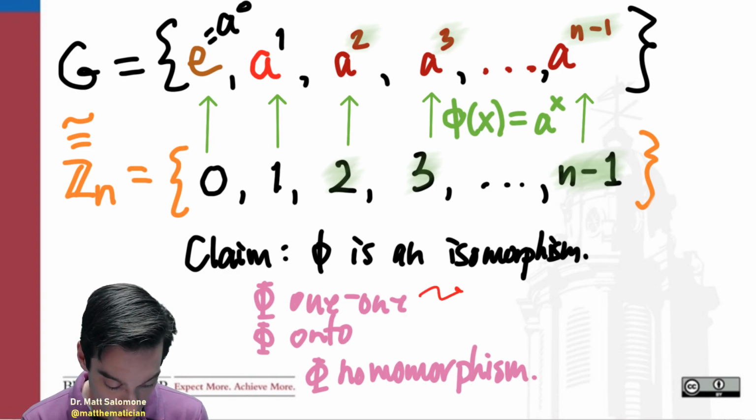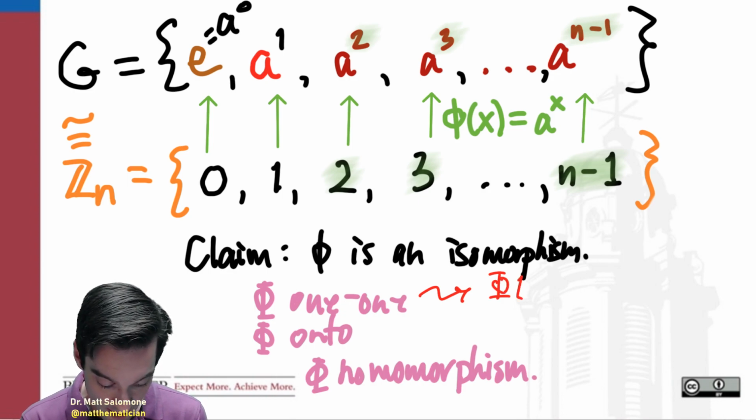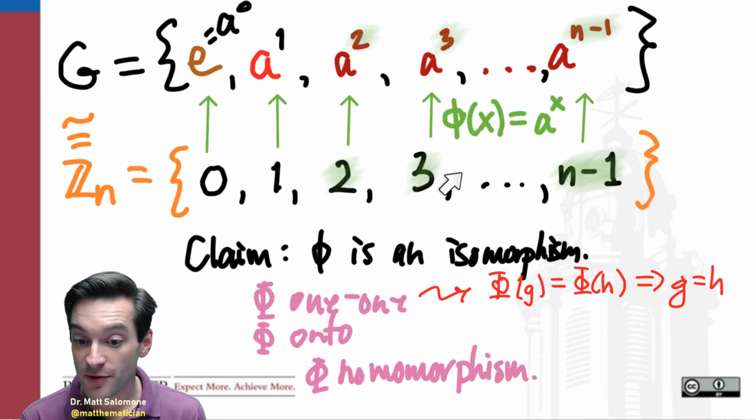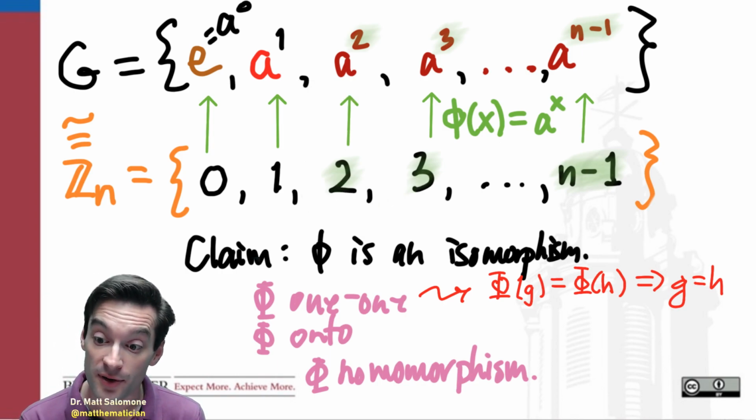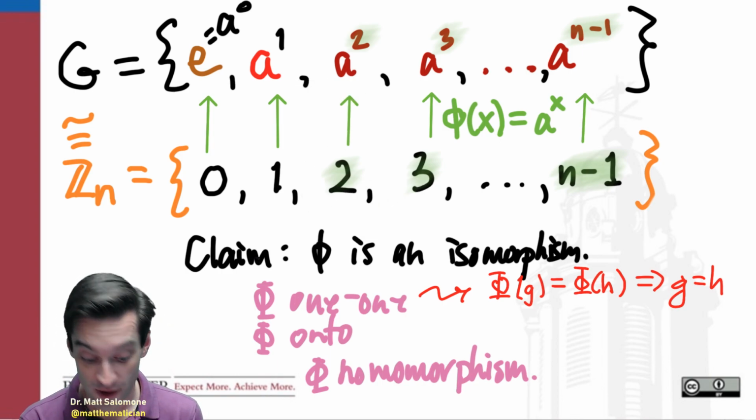Remember, phi is a 1-to-1 function if whenever phi of G is equal to phi of H, then G must be equal to H, right? It must send different elements from the domain group to different elements in the codomain group, right? I can't send two different inputs to the same output for a 1-to-1 function.